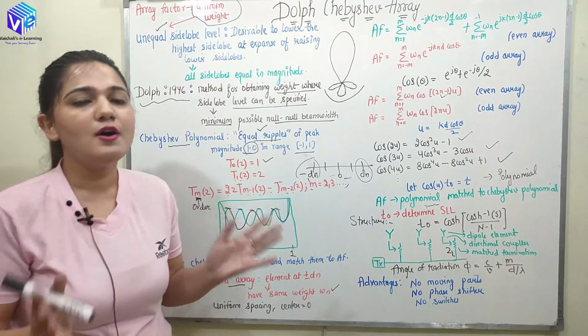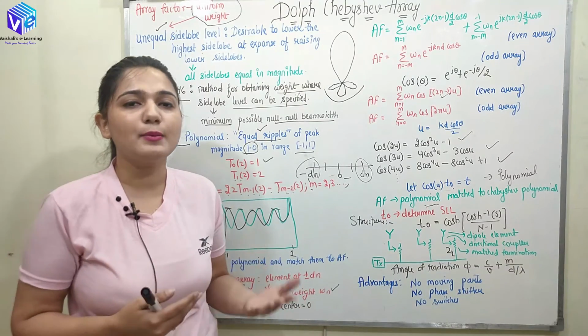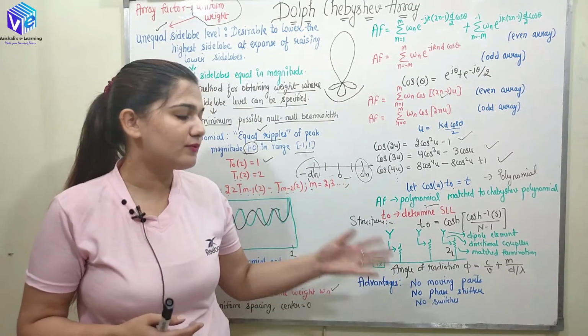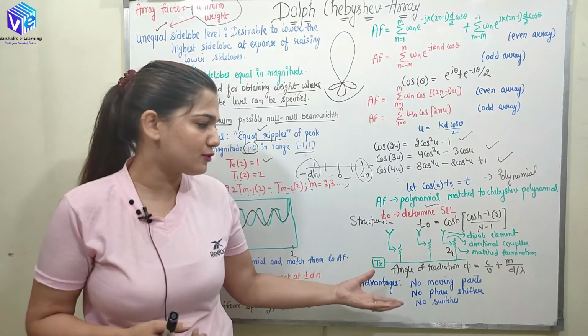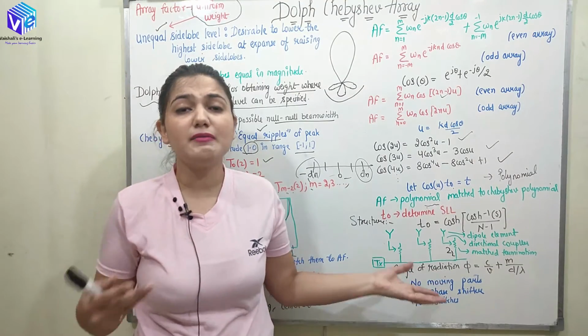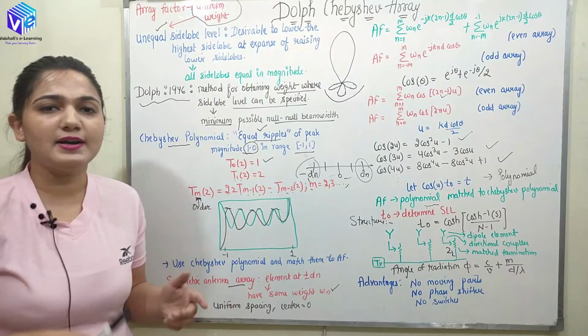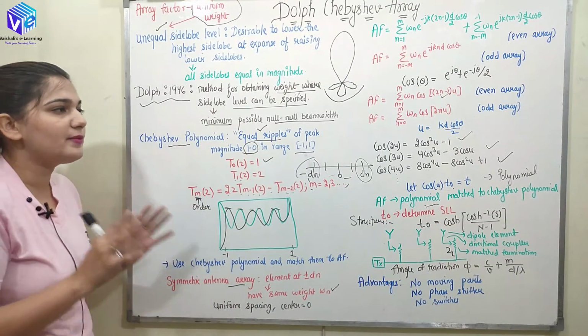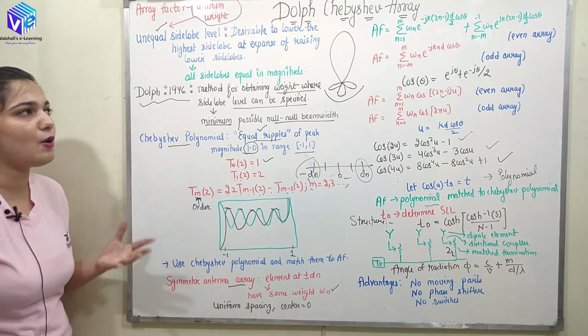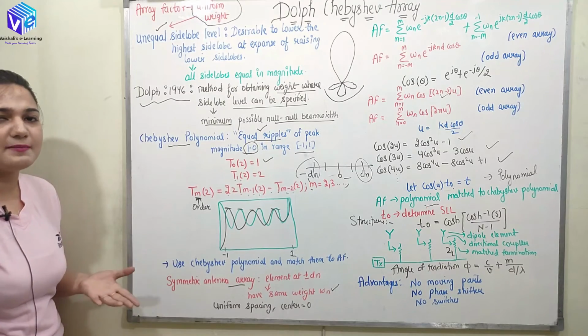So now what are the advantages? We don't require the switches over here, we don't require the moving parts over here, and we don't even require the phase shifter that was required in the phased array. So this structure becomes really simpler, and this is how I hope you understood the Dolph-Chebyshev array in detail.